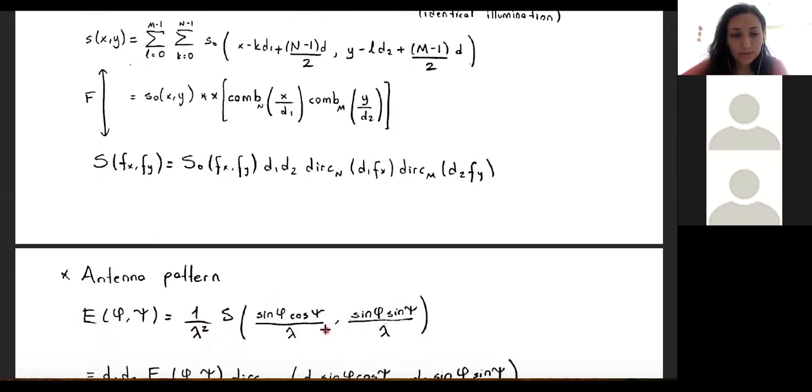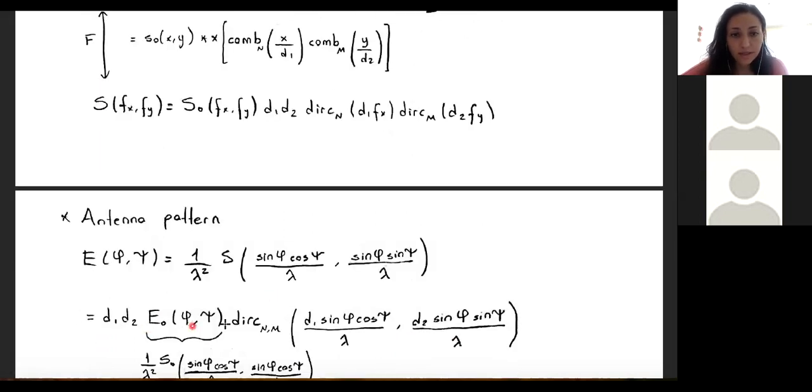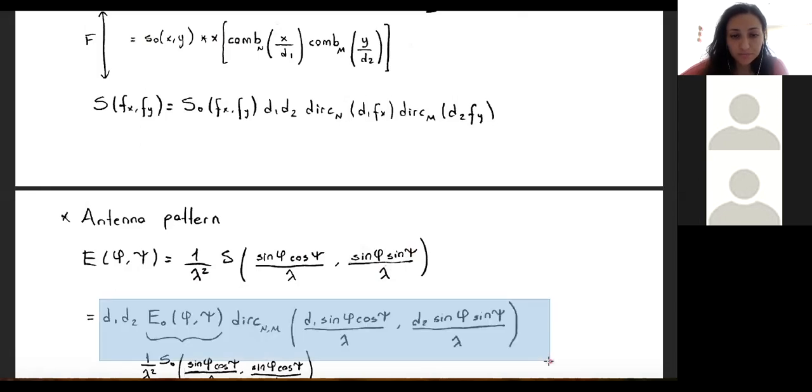Okay, let's call that E0 phi psi. And then this term evaluated also at these frequencies. Okay, we're going to replace fx and fy with these values. So we're going to get this Dirichlet evaluated at these points with d1, d2 factor in front. Okay, so that's going to be our expression.